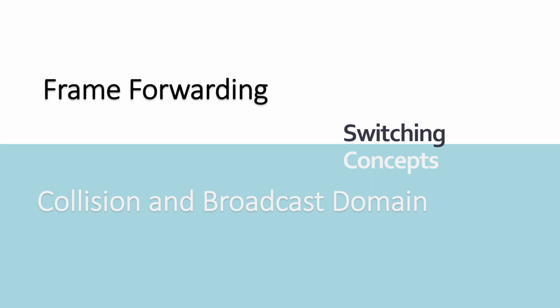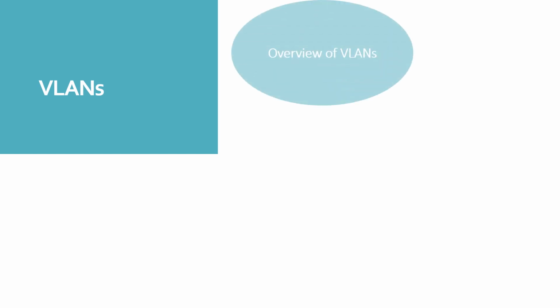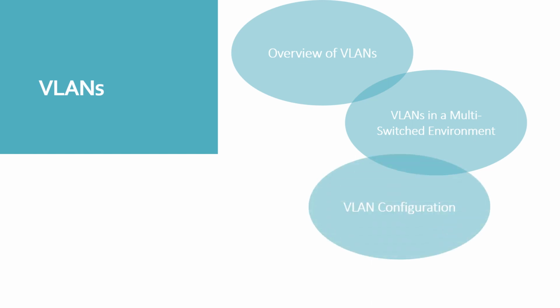And then we will implement VLANs and trunking in a switched network, and in the VLANs we will be able to explain the purpose of VLANs in a switched network. We will explain how a switch forwards frames based on a VLAN configuration in a multi-switch environment, and then we will configure a switch port to be assigned to a VLAN based on requirements.